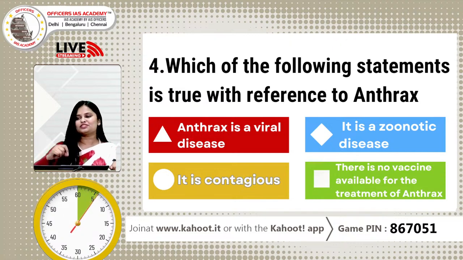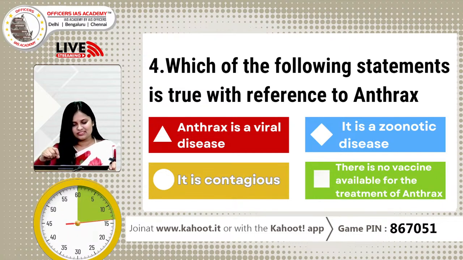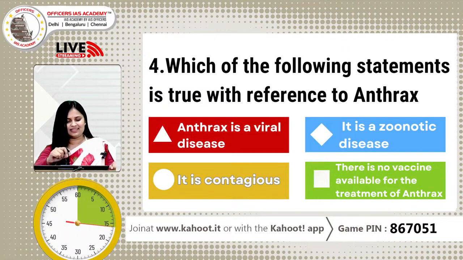Question 4. Which of the following statements is true with reference to anthrax? Option A, anthrax is a viral disease. Option B, it is a zoonotic disease. Option C, it is contagious. And option D, there is no vaccine available for the treatment of anthrax. So think wisely, guys.